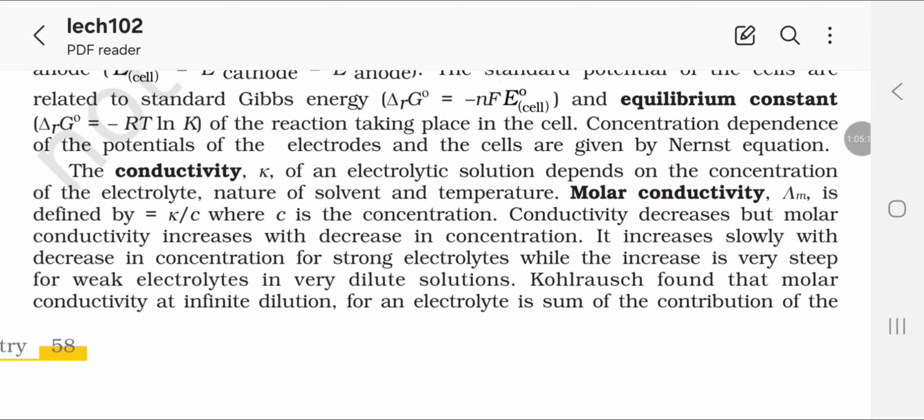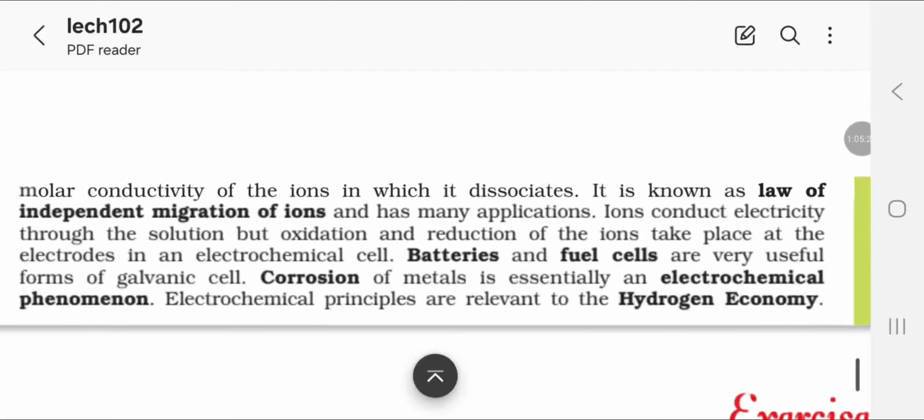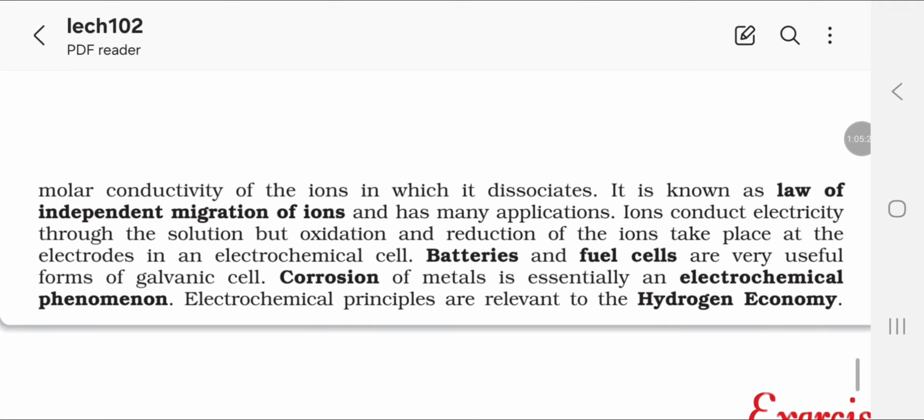Kohlrausch found that molar conductivity at infinite dilution for an electrolyte is the sum of contributions of the molar conductivity of ions in which it dissociates. It is known as the law of independent migration of ions and has many applications.